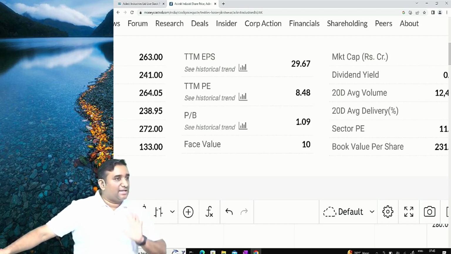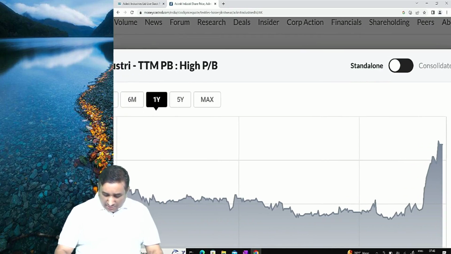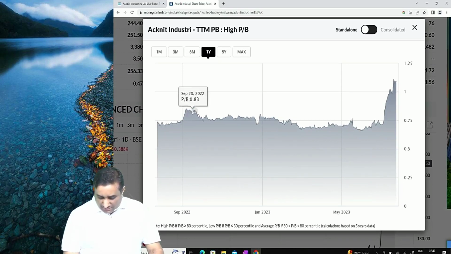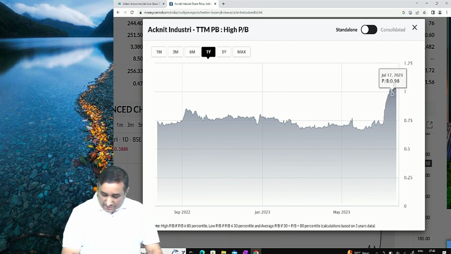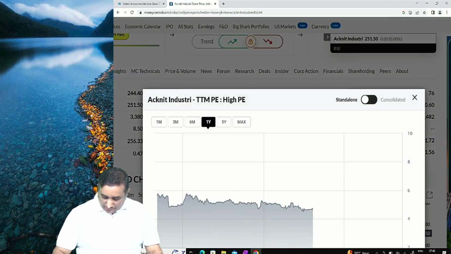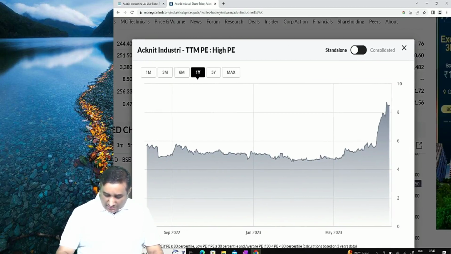I'm just taking the name of this company because it has remained stagnant. If I want to see the chart of it, look at the 1 year chart of the P/B ratio. It was trading around 0.75, never exceeded 1, and suddenly now it is above 1. Similarly, if I look at the historical P/E ratio chart and try to analyze, look at this. Suddenly, what has happened?